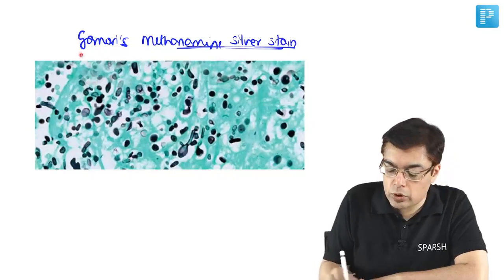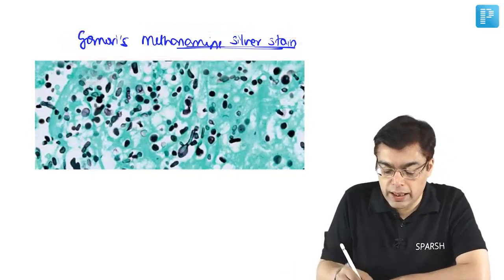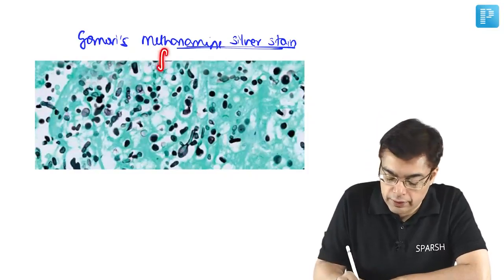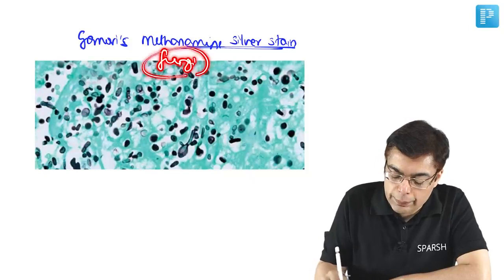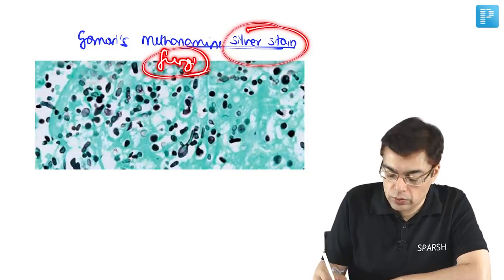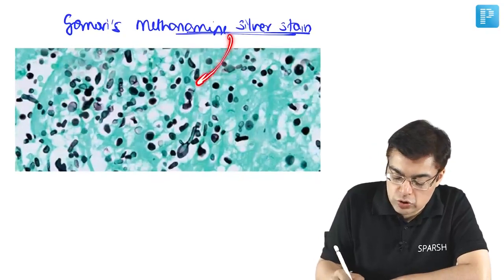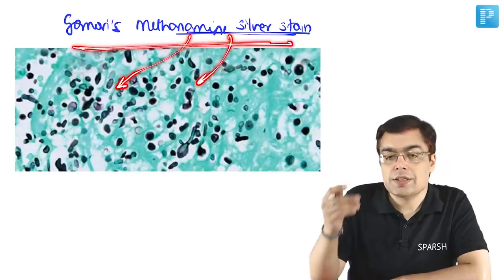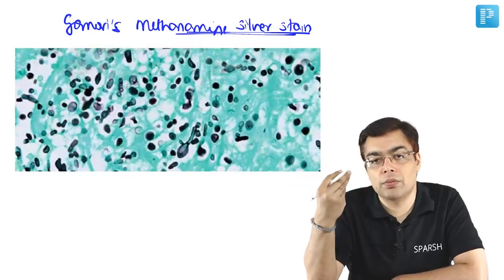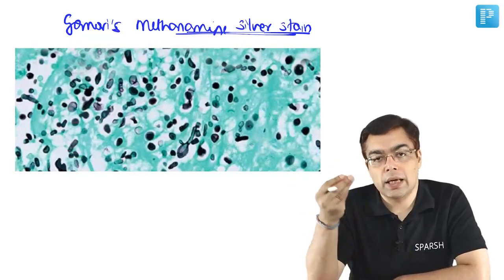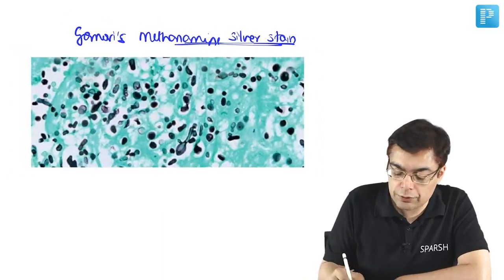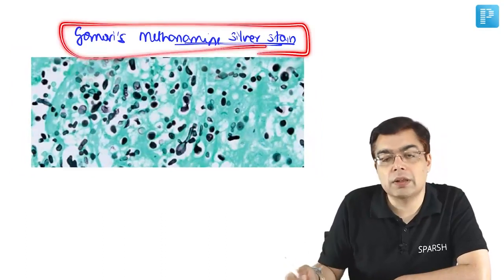Now this is typically useful, and you would read about that, when you wish to detect the presence of fungi. With the help of this special methenamine silver stain, the fungus is going to have a black appearance. Depending upon the morphology, you can detect the different types of fungi. Say, for example, you have an individual who is suffering from some immunocompromised condition, and post that he is going to have a fungal infection. The presence of the fungus can be confirmed with the help of the Gomori's methenamine silver stain.